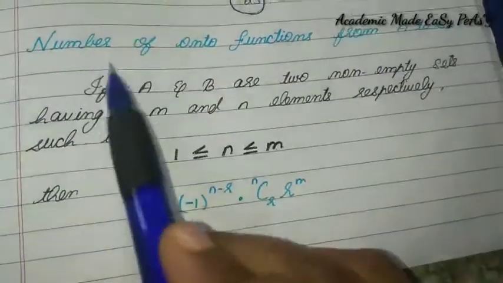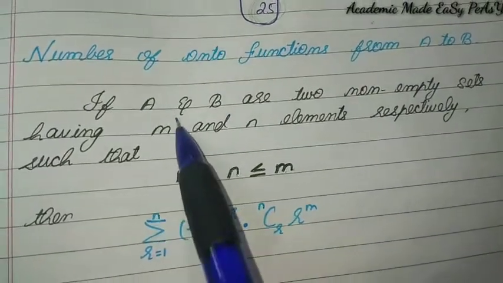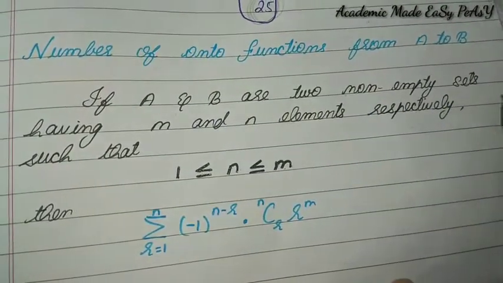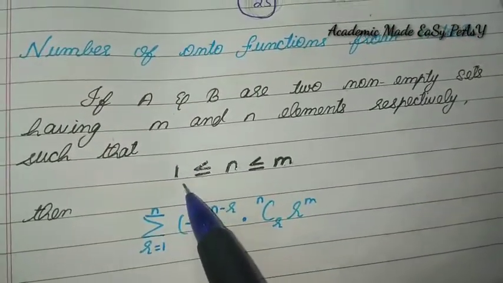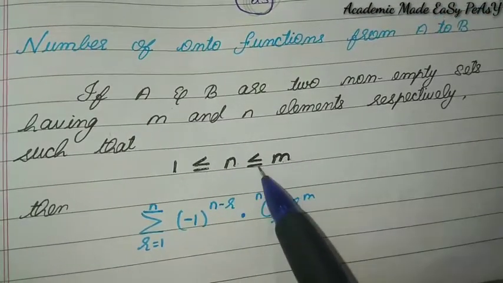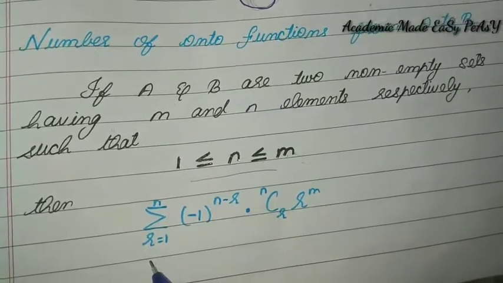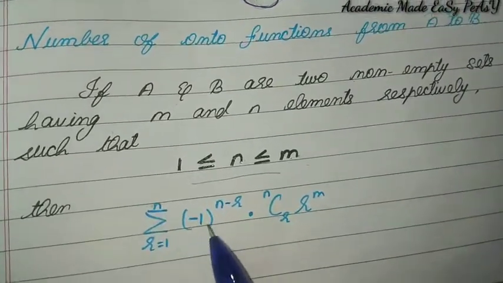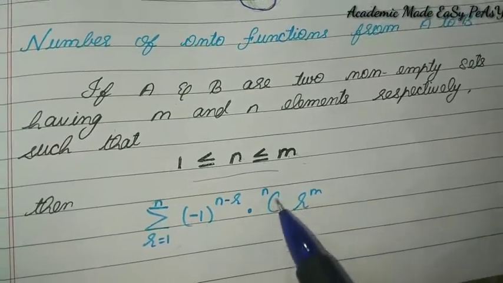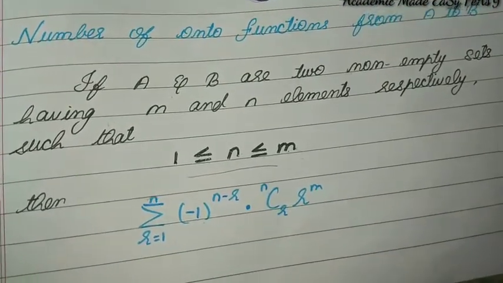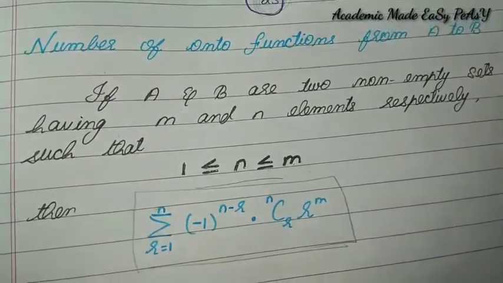Okay, now let's see what is the number of onto functions from A to B. If A and B are two non-empty sets having m and n elements respectively, such that 1 less than or equal to n less than or equal to m. This is the condition. Then summation r is equal to 1 to n, minus 1 power n minus r into nCr into r power m. This is the formula that should be used to find the number of onto functions.